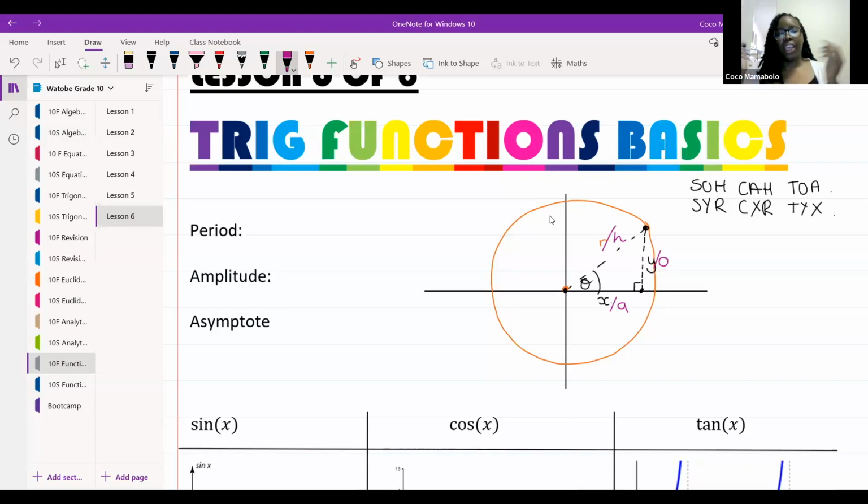Nkechi says, ma'am, you're honestly not making any sense. Where did I lose you? Because remember, Nkechi, this is a triangle. You see my triangle there, a right-angled triangle.